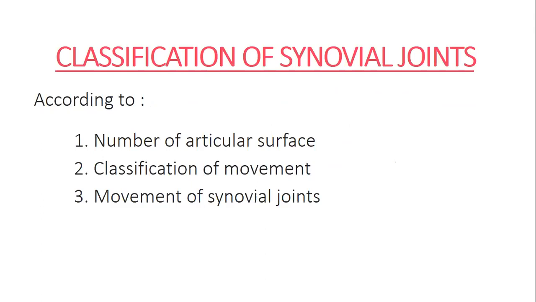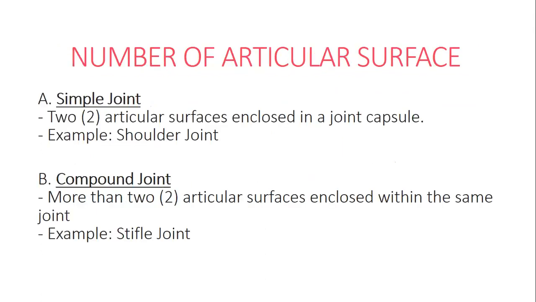Now we go to some classification of synovial joints. They are classified according to number of articular surfaces, according to their movements, and there are the movements of the synovial joints. So when you say number of articular surfaces, we have the simple joint wherein there are only two surfaces enclosed in the joint capsule. An example of this is the shoulder joint. In the shoulder joint, you have the glenoid cavity of the scapula and the head of the humerus.